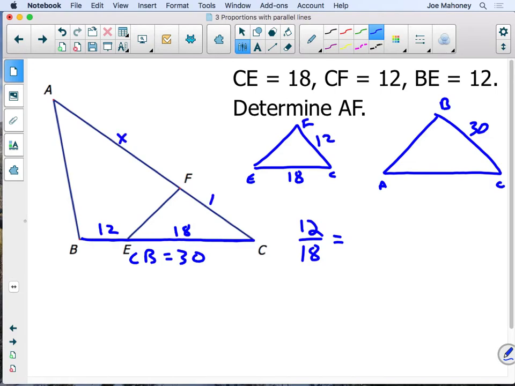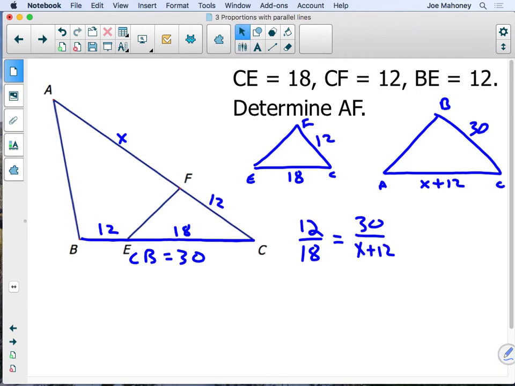But did I know that CF was 12? So I can do two different things here. I can either write this equation then. I can call that side x plus 12. And I can do this and solve for x. I might do something a little different though. What if I call this whole side y for a minute? Make my equation a little bit easier. Make it 30 over y.